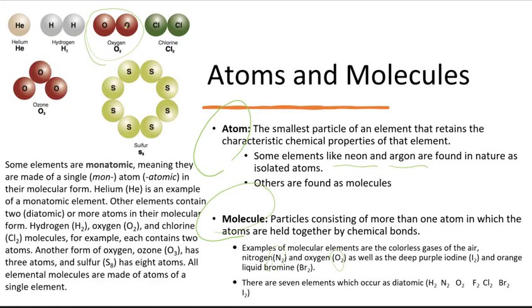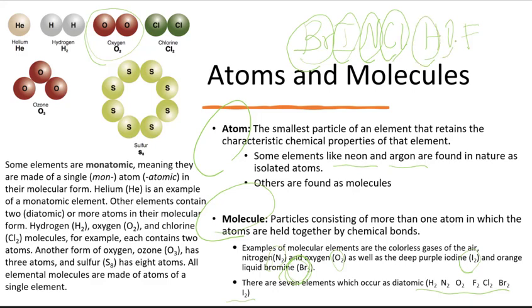Oxygen is O2. As well as, let's say, deep purple iodine. Iodine is always found as diatomic. Orange liquid bromine is Br2. There are 7 elements that occur as being diatomic. And here's the list of 7 down here. I also like to remember them as Brinklhof. So anytime you see bromine, iodine, nitrogen, chlorine, hydrogen, oxygen, fluorine by themselves, they're always going to be diatomic. There's going to be 2 of them.